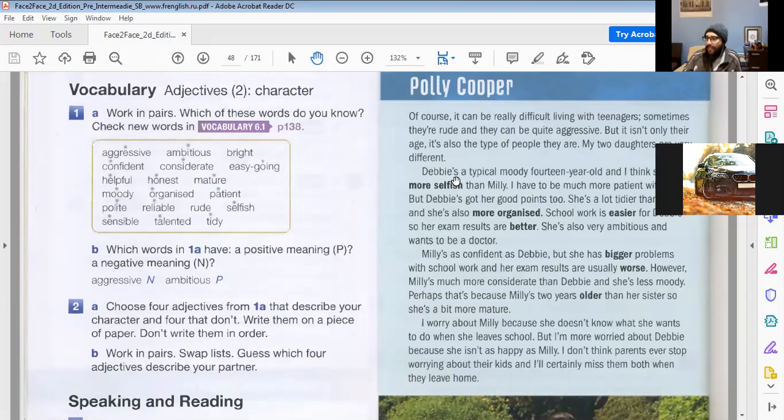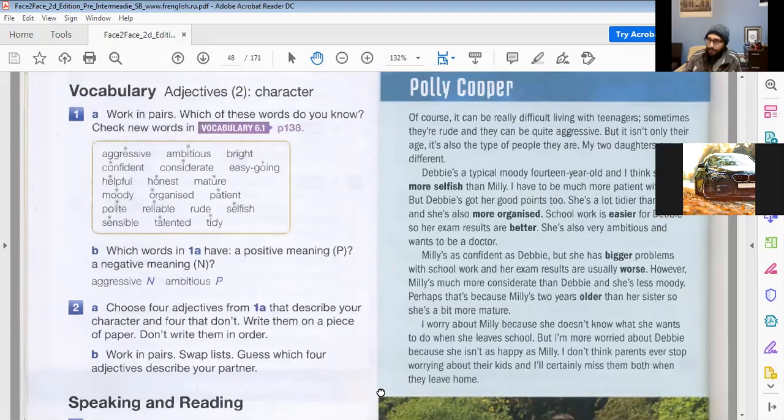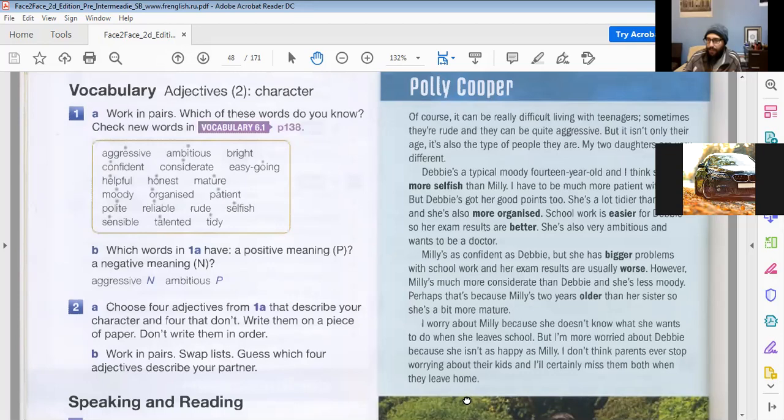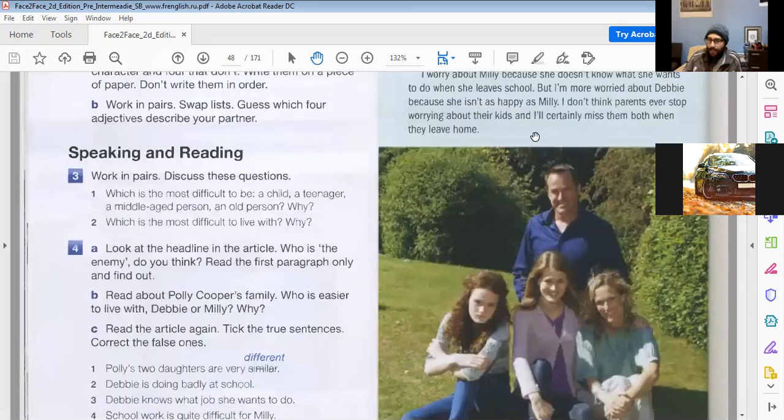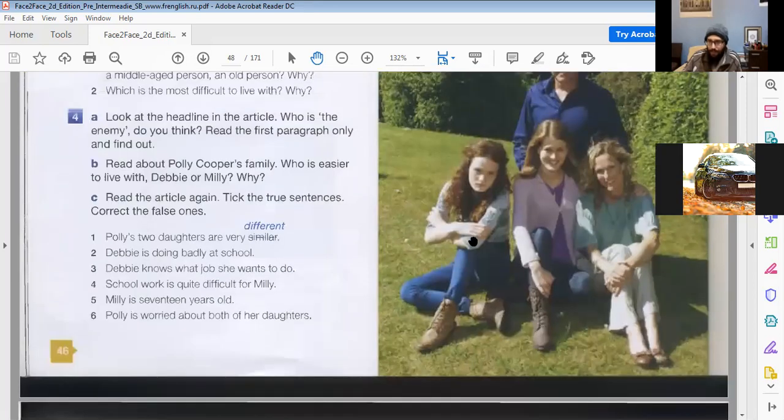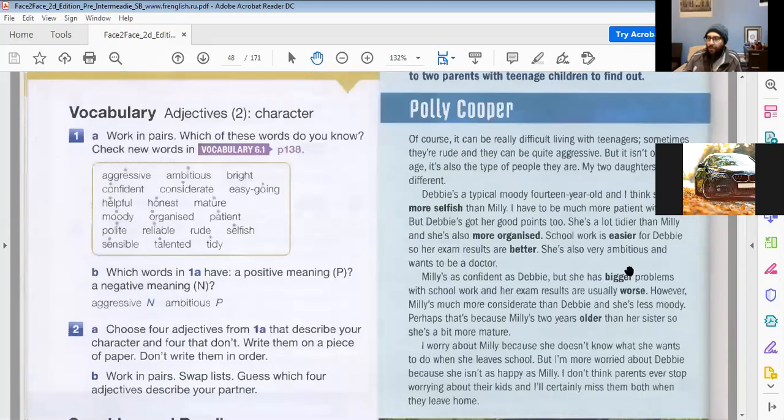Can you show me where exactly the answer is? Which part? Millie? Is there a part that says which one of them is easier to live with? Okay, I'm going to help you a bit. Of course, Millie is easier to live with, okay? But my question is why? Who is easier to live with, Millie or Debbie? Millie is easier to live with, but I want you to show me why.